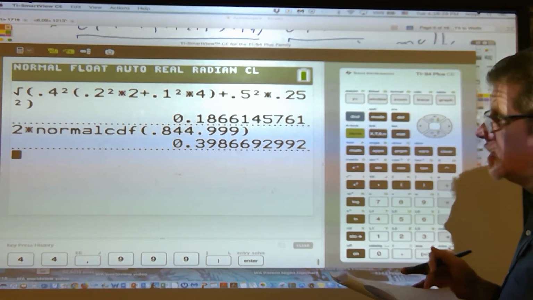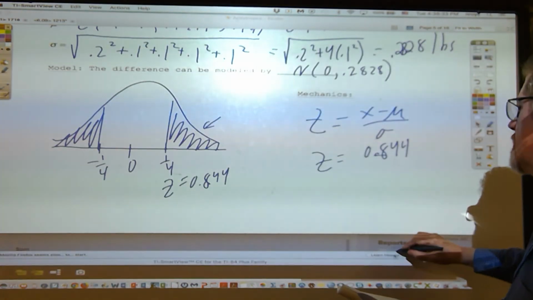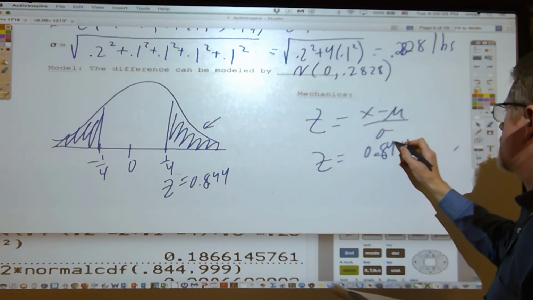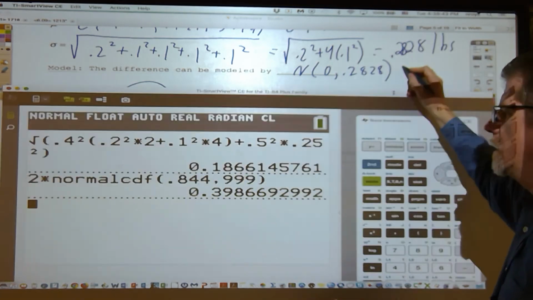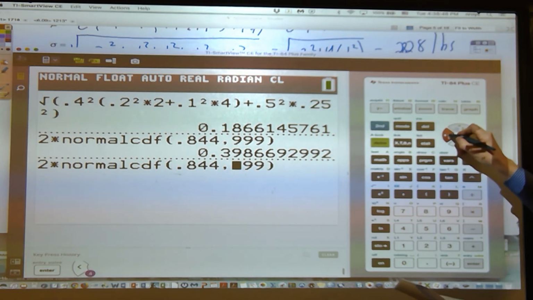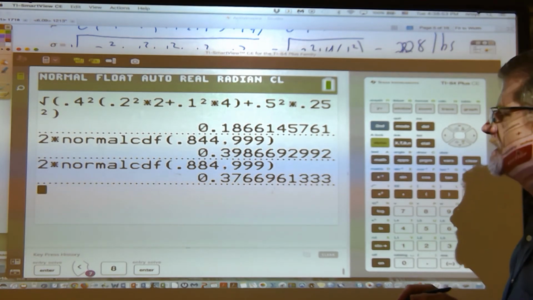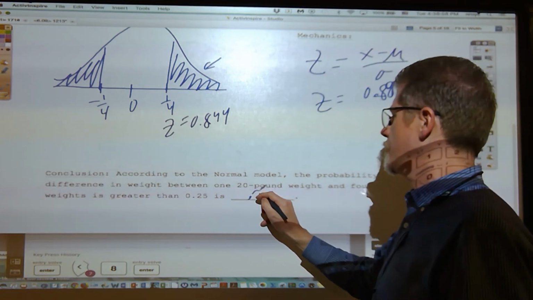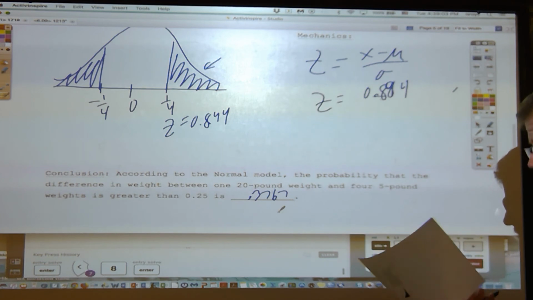And I think the z-score is 0.884. Oh, I typed in 0.844. That's a typo on my part. It actually comes out to 0.884. So when I make that correction, 0.884, we get a slightly different answer of 0.3767. So we're going to call that the answer. 0.3767 is the probability there.